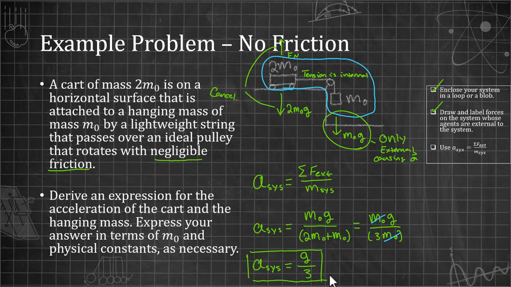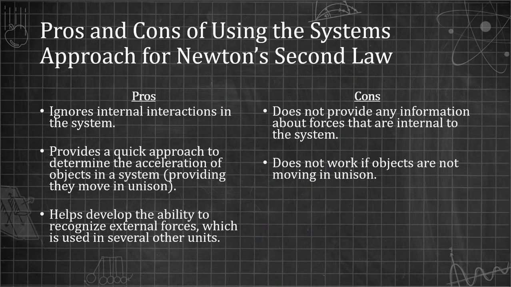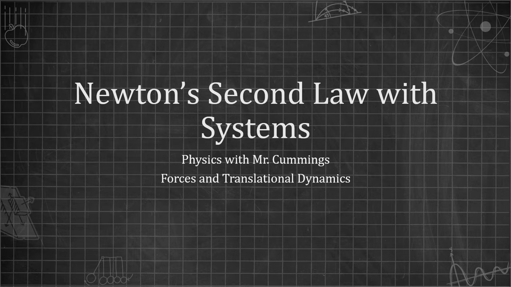Notice, even though the problem asks us to express our answer in terms of m naught and physical constants as necessary, we don't actually need to use all the terms, and we're not using the m naught term here. So our answer meets these requirements and we're good to go. The systems approach is pretty beneficial, but it does have its pros and cons. The pros are that it ignores all the internal interactions, it gives us a quick approach to find the acceleration, and it helps develop the ability to recognize external forces. But it doesn't give us any information about what's going on inside the system, and it doesn't work if the objects aren't moving in unison. And that's it on this video, introducing Newton's second law with systems.